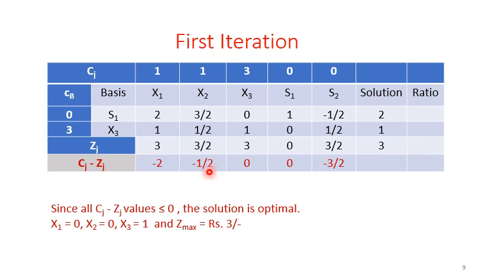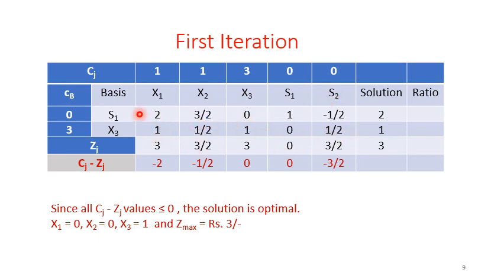You can see here x3 has now entered the solution, with the coefficient of 3. s1 remains as it is. You can see all these values. Just look at this: x1, x2, x3, s1, s2 will remain as they are. These are the new elements here.